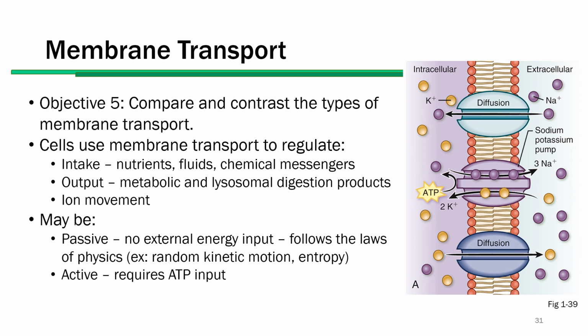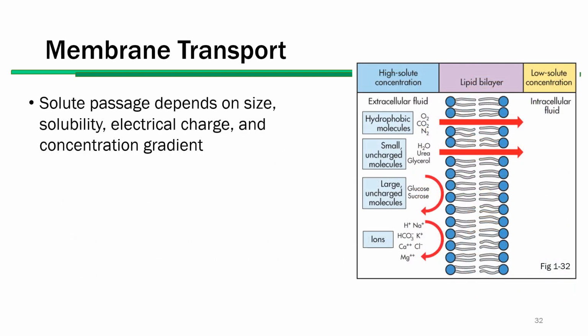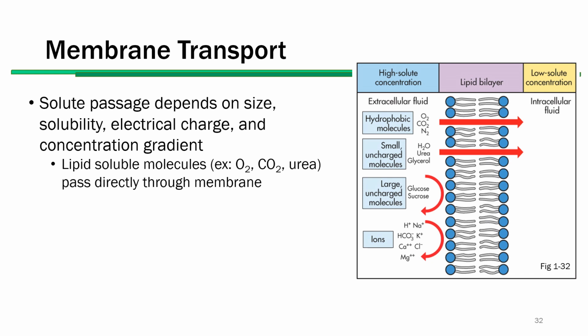Active transport requires ATP input. So if we're going to transport something actively, we have to give it a push, and we use ATP to give it that push. Solute passage through a membrane depends on size, solubility, electrical charge, and concentration gradient. Lipid-soluble molecules can go right through the membrane. So oxygen, carbon dioxide, nitrogen, urea, those can go right on through. Small uncharged molecules can go right through the membrane.